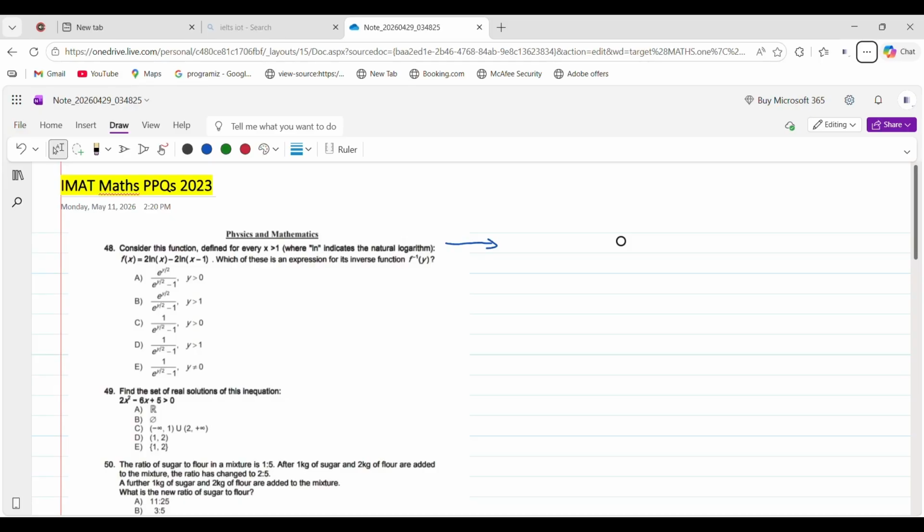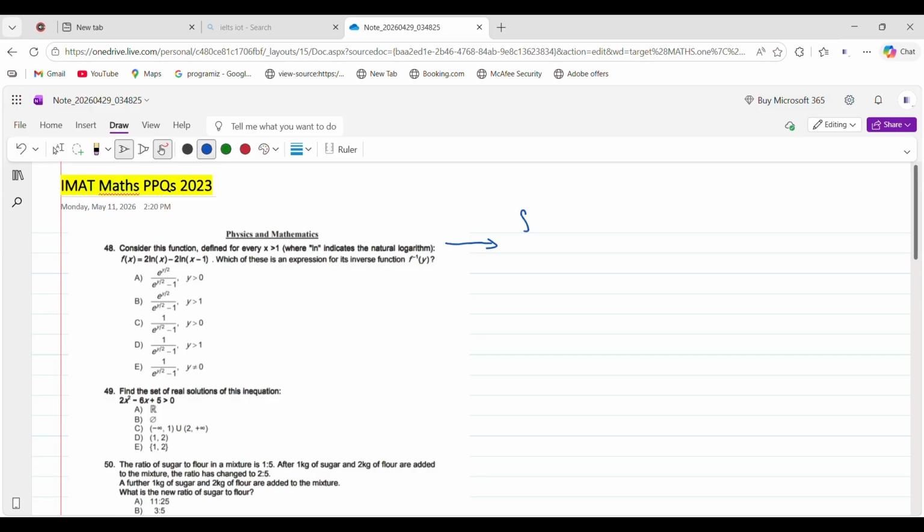Now we are solving maths questions from IMAT past paper 2023, and our very first question is of mathematics. Consider the function defined for every x greater than 1, where ln indicates the natural logarithm, and we are provided with the function. Which of these is an expression for its inverse function? So basically we are here supposed to find the inverse function. For finding the inverse function, we must know the method of finding it.